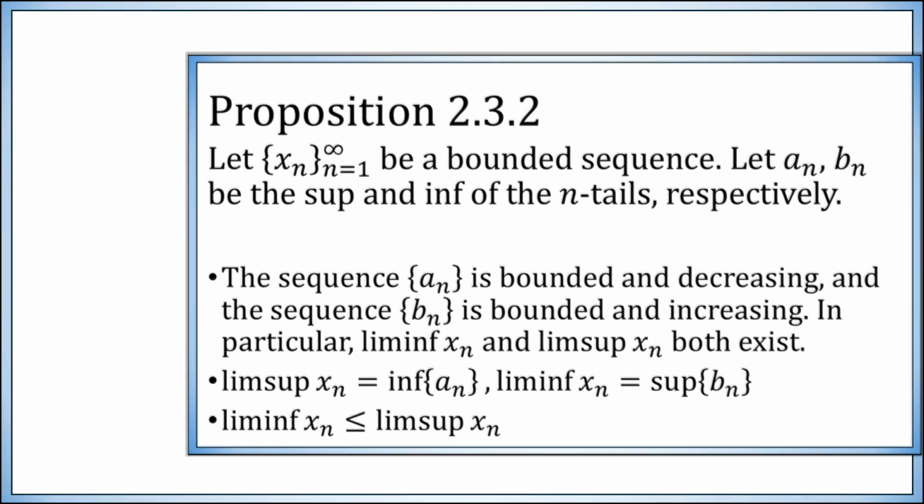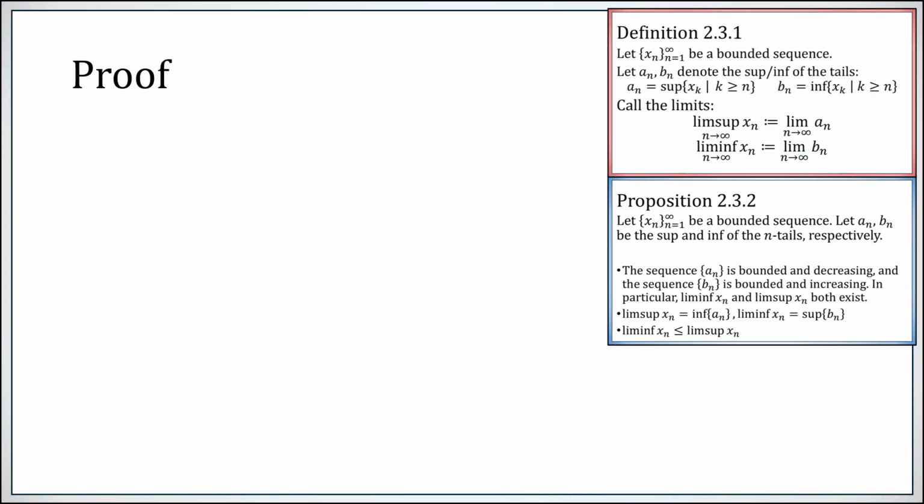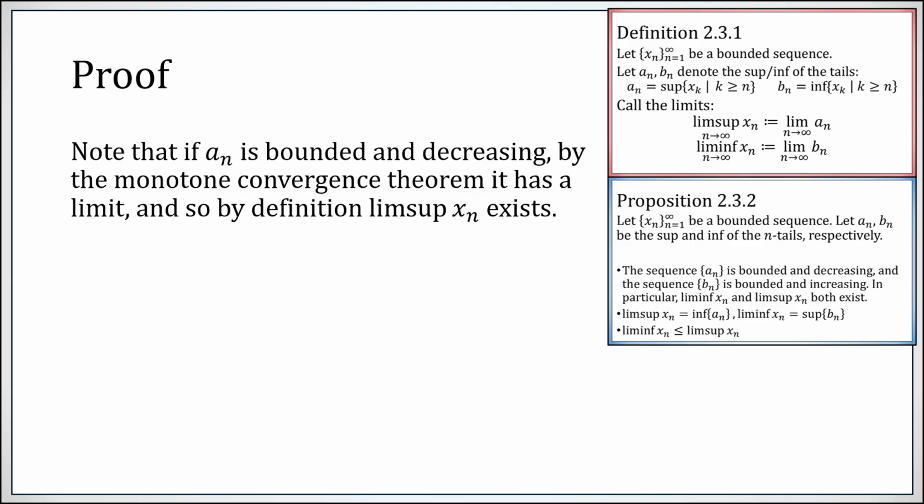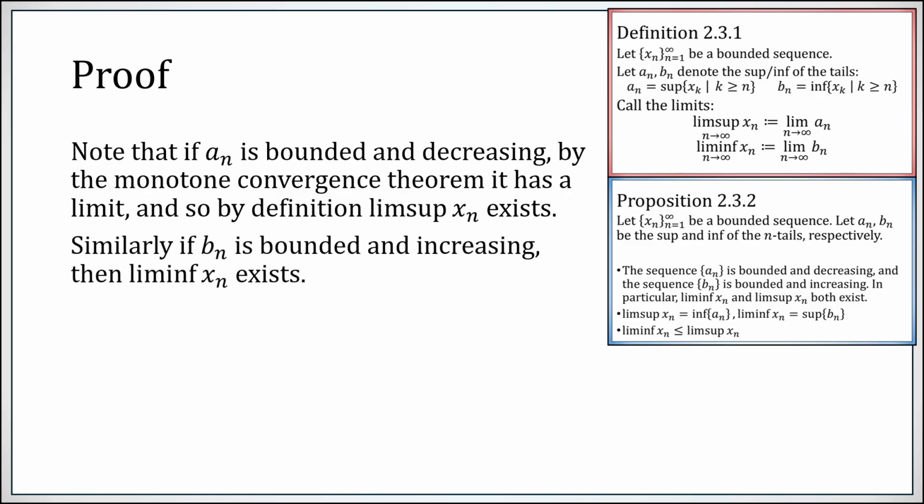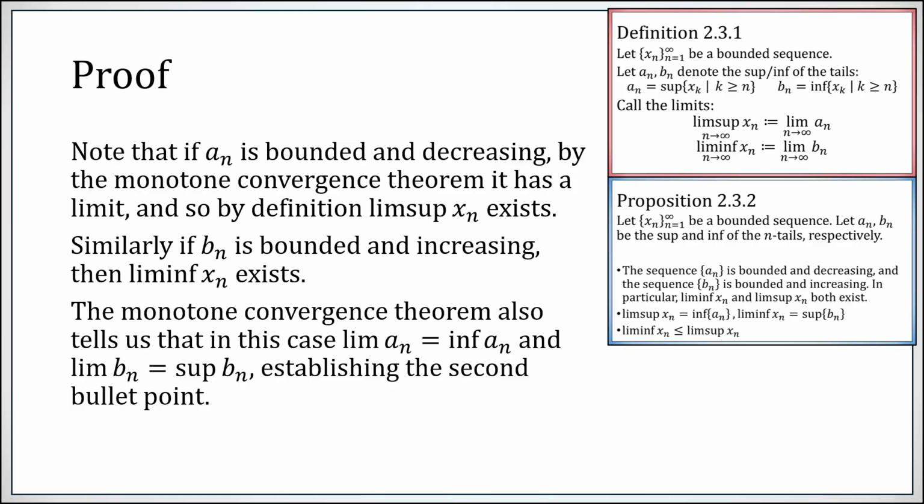So can we prove all of these things? If a_n, the sequence of sups of n-tails, is bounded and decreasing, by the monotone convergence theorem it will have a limit. So if we can show that the a_n's are bounded and decreasing, we're good. Similarly, if the b_n's are bounded and increasing, then the liminf will exist. The monotone convergence theorem also tells us that if the a_n's are bounded and decreasing, then their limit is their infimum. Similarly, if the b_n's are bounded and increasing, then their limit is their supremum. That is the second bullet point of Proposition 2.3.2. It really follows directly from the first, thanks to the monotone convergence theorem.